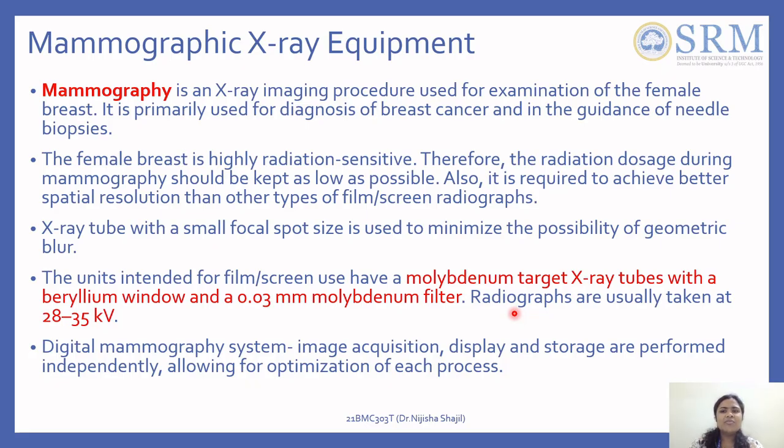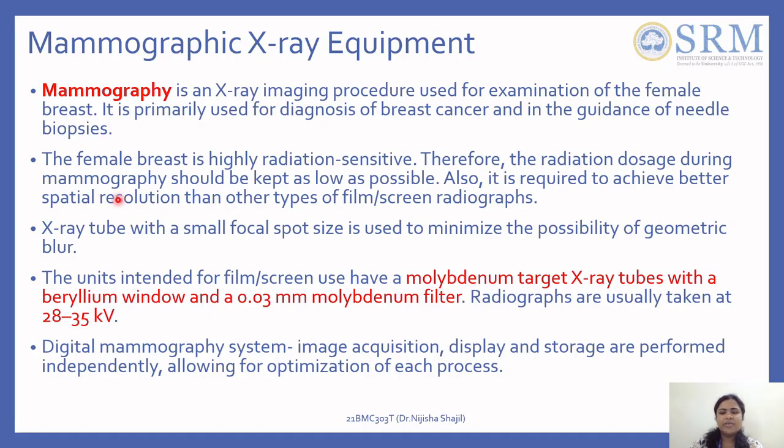Now, mammography is used to examine the female breast, and it is mainly used for the diagnosis of breast cancer, or if you want to go for needle biopsies, you want to guide the needle correctly. At that time also, we go for mammography, which is using X-rays. Now, if you see here, the breast has no bone, which means that you're going to use very, very low intensity, low energy X-rays. So hence the radiation dose that you're going to give has to be as low as possible. But it also has to give you the spatial distribution.